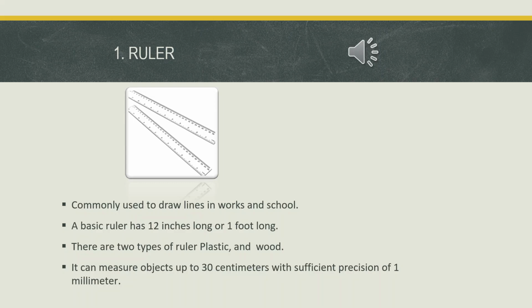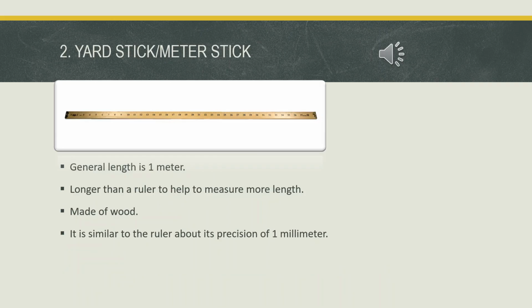There are two types of ruler, plastic and wood. It can measure objects up to 30 centimeters with a sufficient precision of 1 millimeter. Next is the yardstick or meter stick. It has a general length of 1 meter. It is longer than a ruler to help measure more length. It is made of wood. It is similar to the ruler in its precision of 1 millimeter.